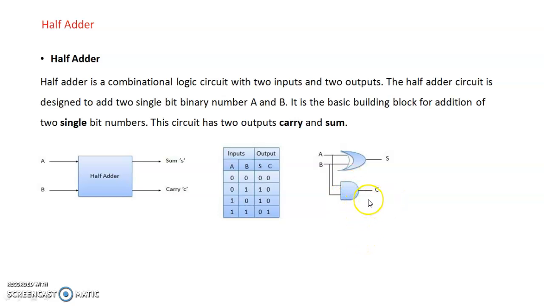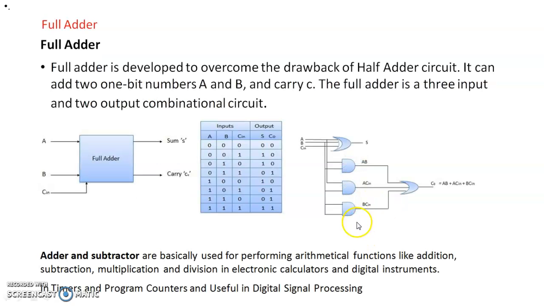A into B, carry is nothing but the A into B. Now next is full adder. So what is the full adder? Full adder is also a combinational circuit which takes the 3 inputs. This A, B, C in are the 3 inputs, and sum and carry are the outputs here.